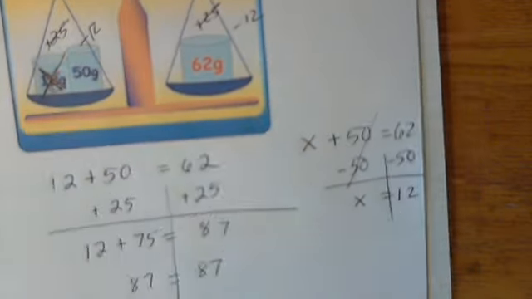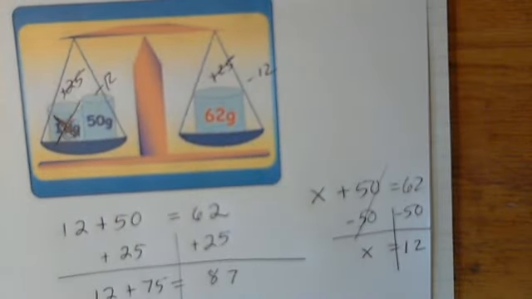So it's a very simplified explanation so far, but just keep in mind the whole point of this was keep your equation equal on both sides, like a balance scale. Turn into the next video and we'll start solving equations.